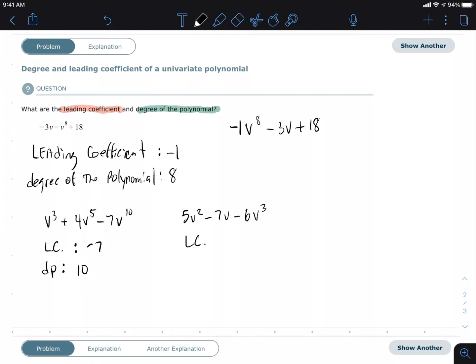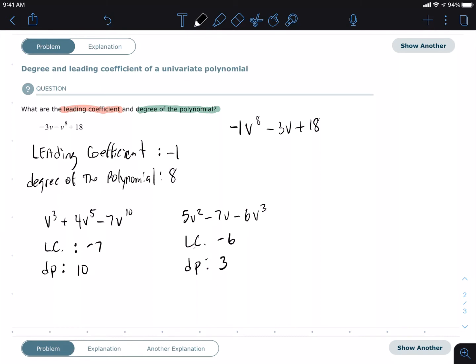All right, leading coefficient. -6. Does everyone agree with that? Yeah. The degree of the polynomial? 3. That's it, it's 3. Okay, one more just to make sure.